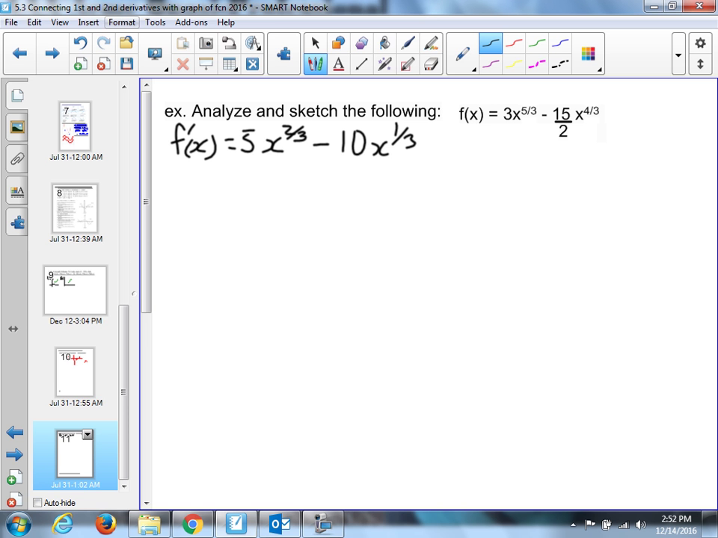Now, you're going to want to do sign analysis on this. That means we always take the smallest degree. Now, a negative sign would make it easy to decide, but which is the smallest degree here? 1/3, right? So we take out the 1/3. Or do we take out the 2/3? I don't know. I'm going to guess 1/3.